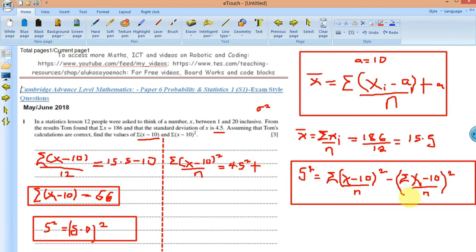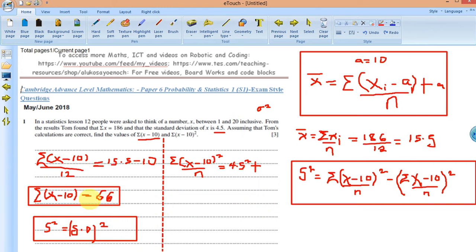So now I have this solution already, that is summation x minus 10. This is it here, summation x minus 10, and it is 66. So I have that already, so I can have 66 over 12. So that's 66. Well, that is x minus 10, I have it already. 66, this one here, 66.